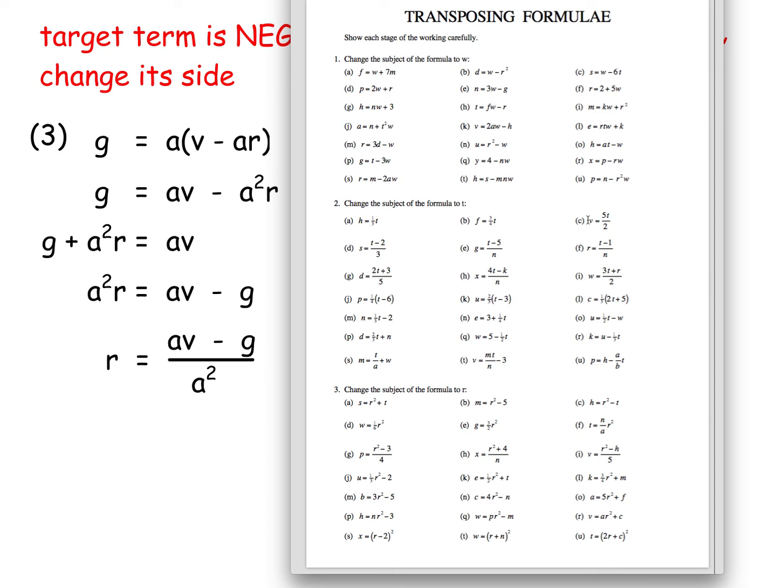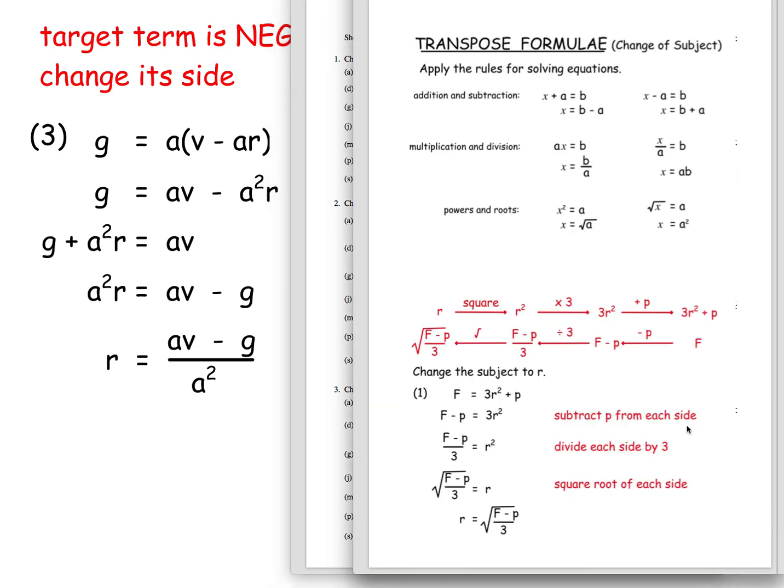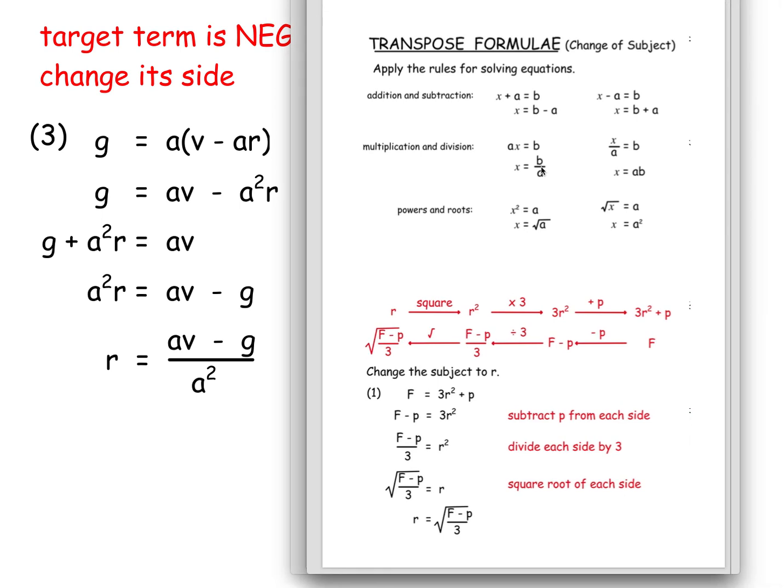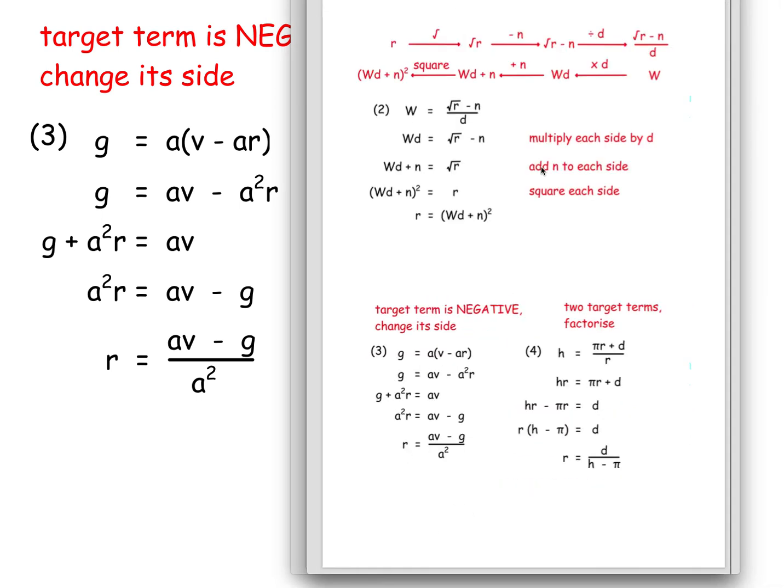So that's changing the subject of a formula. The examples you've seen are on a set of notes, just giving you the basic rules and the 4 examples.